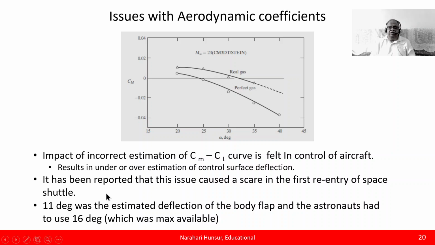It has been reported that issues of this caused a scare in the first re-entry of the space shuttle. 11 degrees was the estimated deflection of the body flap. The astronaut had to use 16 degrees, which was the maximum available. So luckily for them, they could survive. If that 16 degrees had not been available in the flap deflection, then it would have been a catastrophic condition.